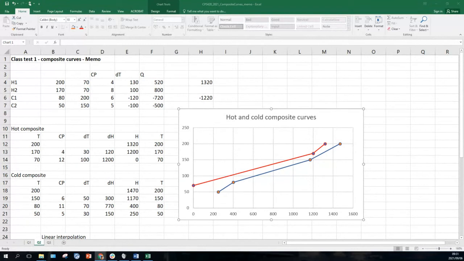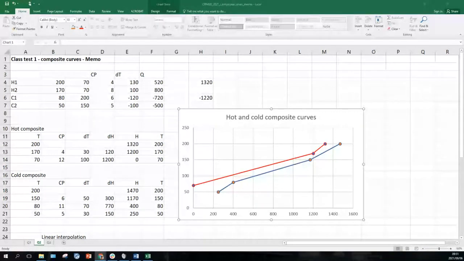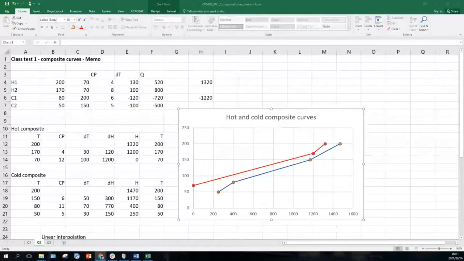And for the purpose of the recording, we're going to go through the TUT memos. So we'll start with class test 1 from 2 weeks ago, and then we'll do class test 2, which you did last Thursday. So this is to draw hot and cold composite curves.